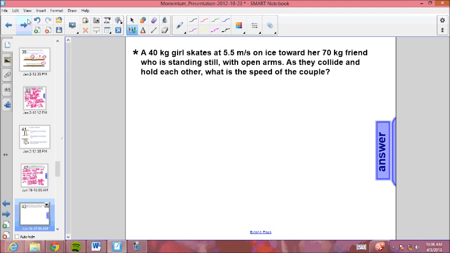I will give you the answer so that you can see if you got it correct. So it should come out to 2 meters per second.